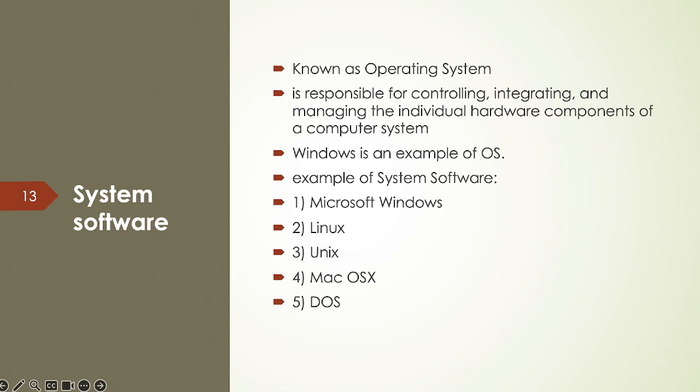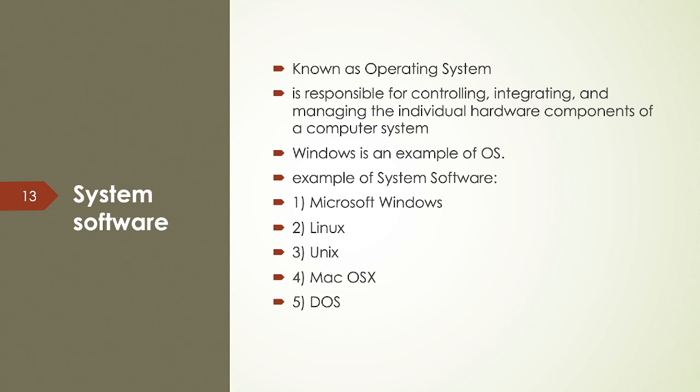So let's look at some of the system softwares. Like I said, when you hear operating system, know that you're hearing about system software. When you hear system softwares, you're hearing about operating systems. So let's look at some of the common operating systems. We have Microsoft Windows, which is predominantly available across.